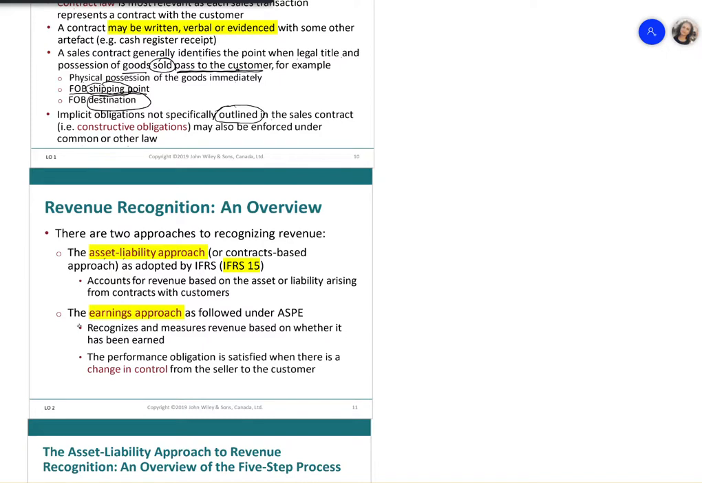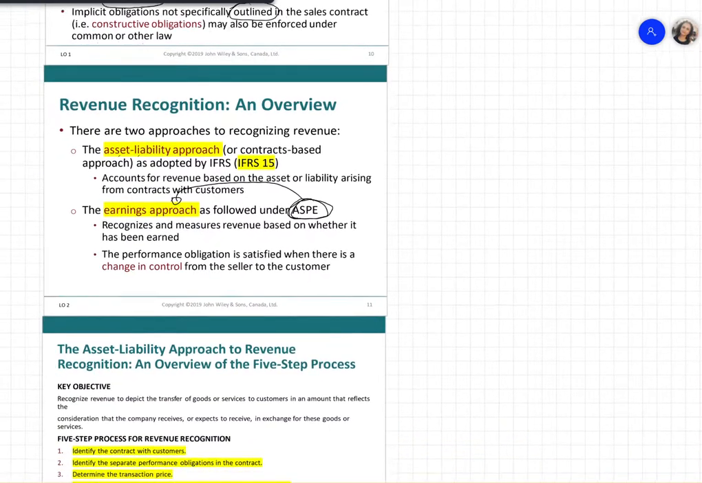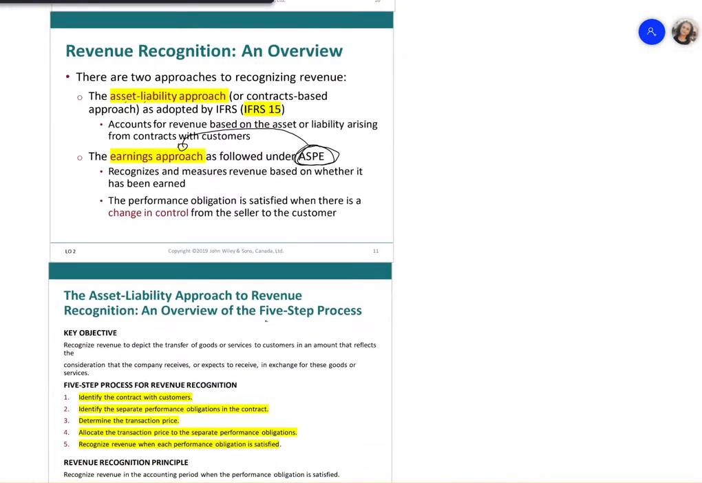Some companies follow ASPE. If the company is a private company, they will be following ASPE standards, and then they'll be going through the earnings approach. When we are doing IFRS 15, there are 5 steps of revenue recognition. We are going to go through each one, and since every company's business is different, we're going to show you different ways of recognizing the revenues.